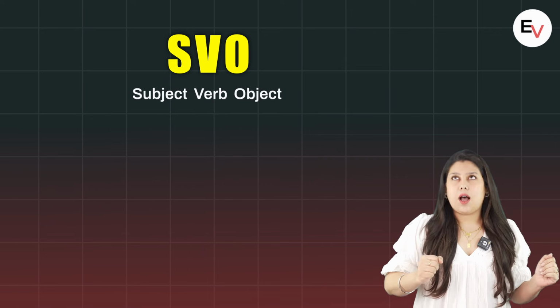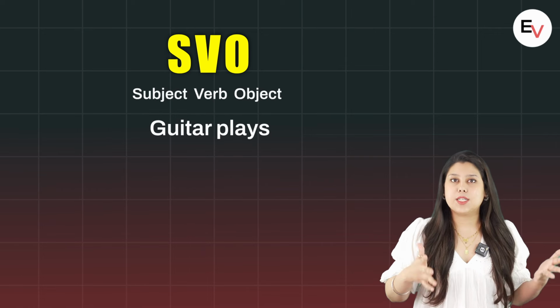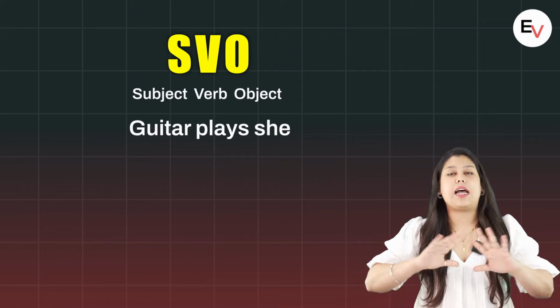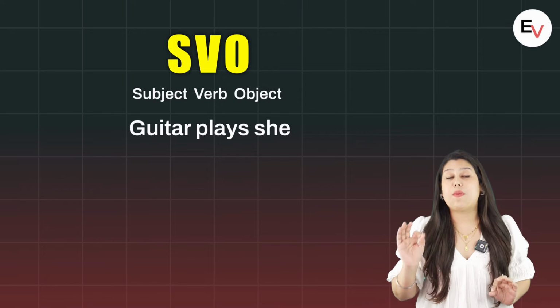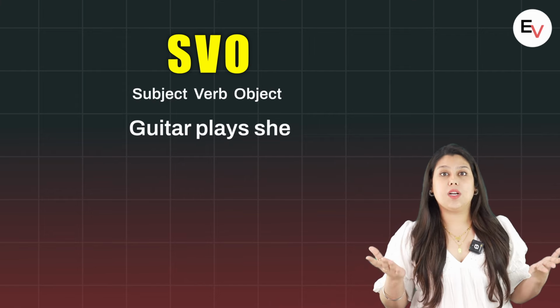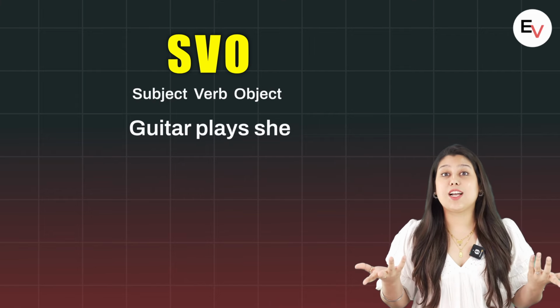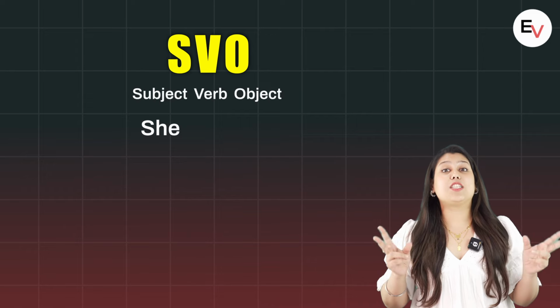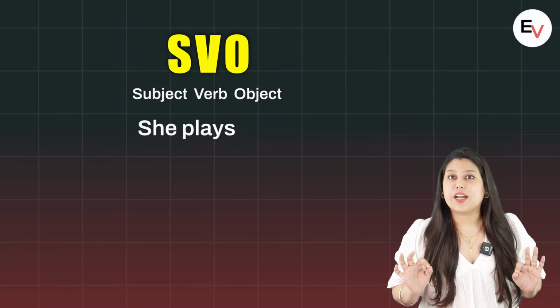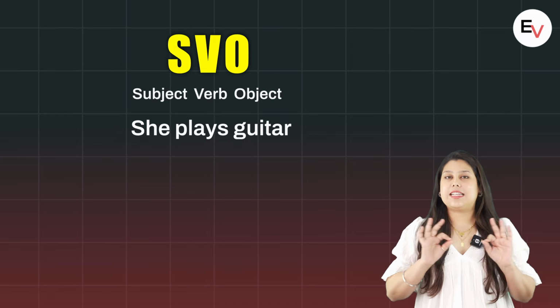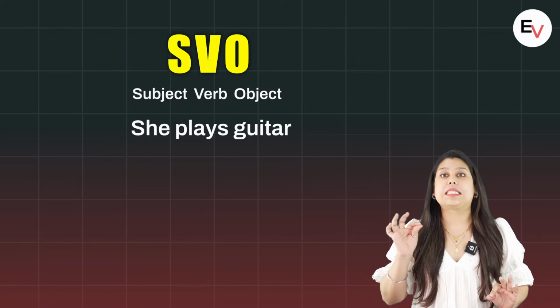Let's take a sentence. Guitar plays she. Now this is a random arrangement. Now if I arrange this using the SVO pattern, the correct sentence will be, the first thing is subject, which is she. The second thing is verb, which is plays, and lastly comes the object, which is guitar. So the sentence will be she plays guitar.